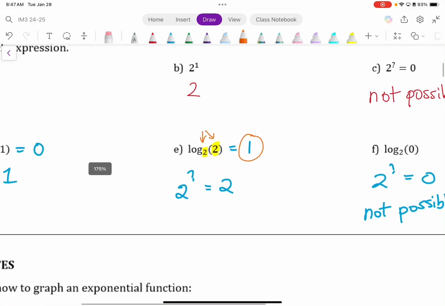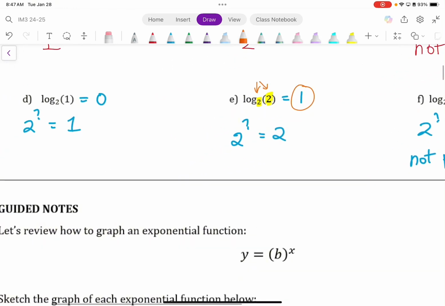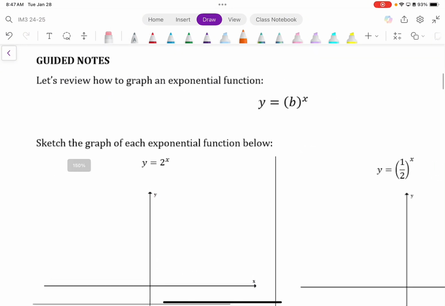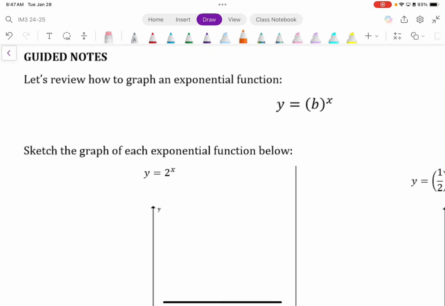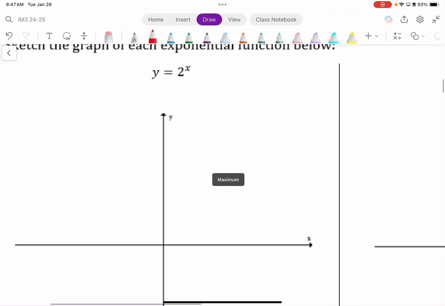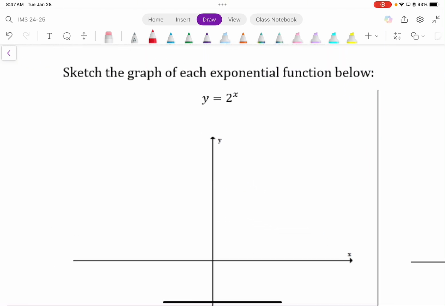Okay. All right. Anyway, so our first section of guided notes, we want to review how to graph an exponential function. This is something we learned right before winter break. It was unit 4. And we have the equation y equals a times b to the x. There should be an a, although we don't necessarily need it. And so how do we sketch the graph of an exponential function?